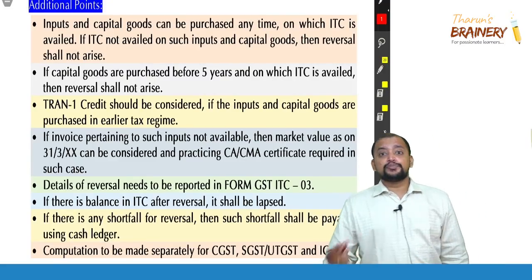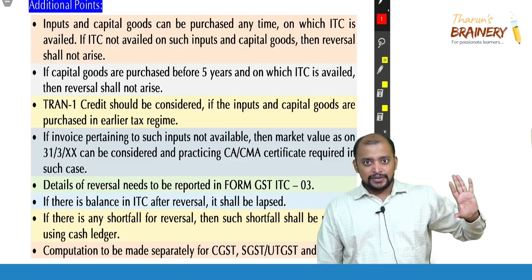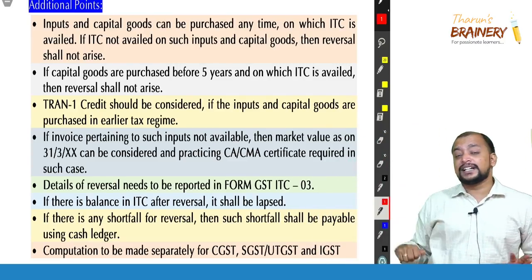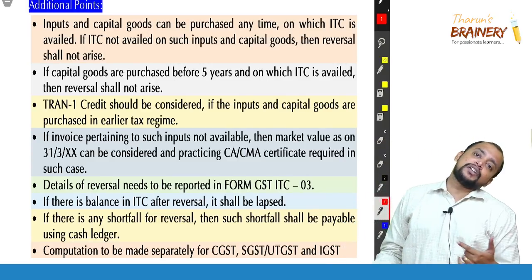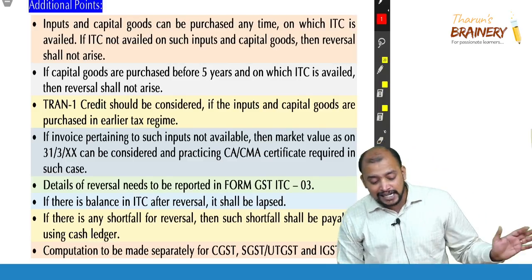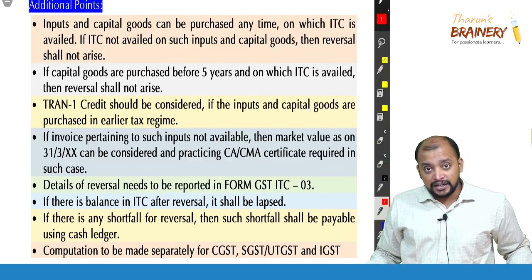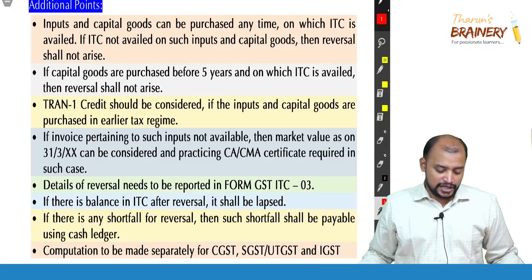Additional points: inputs and capital goods can be purchased anytime. In case of availment of ITC on closing stock, the purchase should have been within 1 year. But under Section 18 subsection 4 read with Section 29 subsection 5, the inputs and capital goods can be purchased any time, on which ITC is availed. If ITC is not availed on such inputs and capital goods, reversal shall not arise.